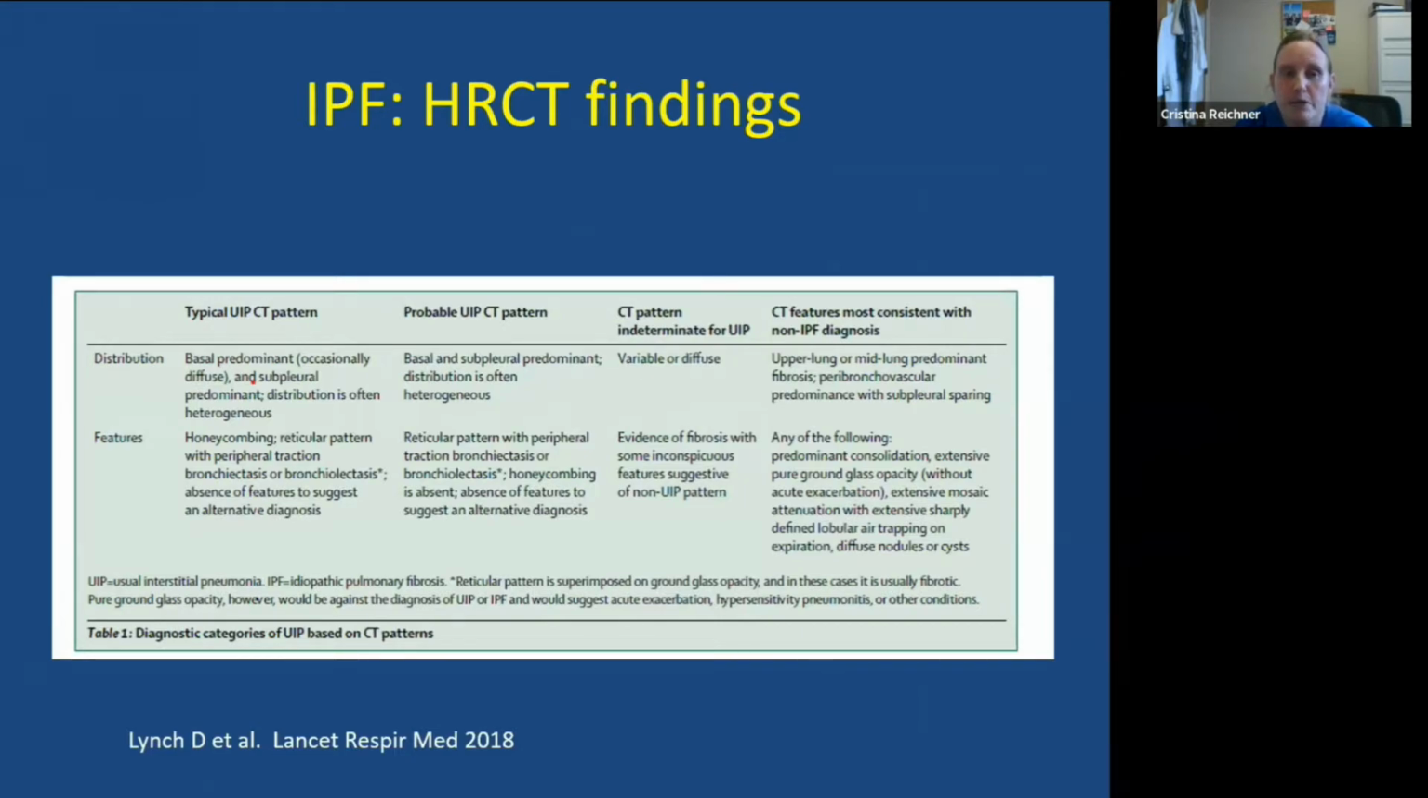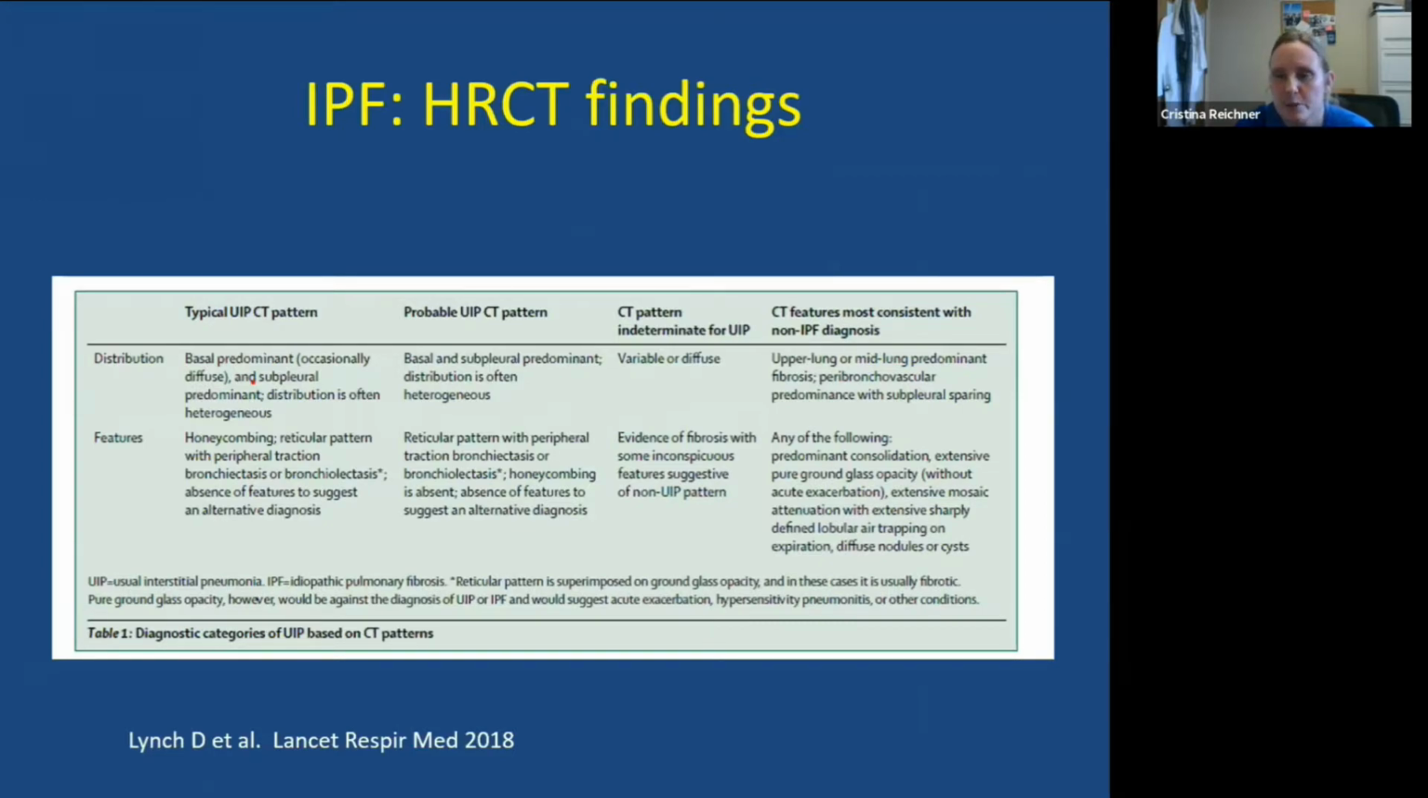In probable UIP pattern, they have all those features, but they don't have the honeycombing. Honeycombing, if you remember, are those cysts that you see in the periphery that usually form 2 to 3 rows. It's actually quite difficult to make a diagnosis of honeycombing. Even if you ask multiple radiologists, they won't all tell you that it's honeycombing. So there's not a great degree of concordance even amongst radiologists.